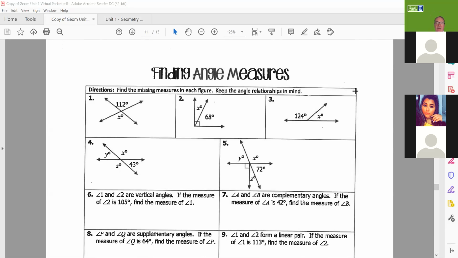Now we've got to start finding these missing angle measurements. So if you look at the first drawing there, that first example, how much is angle X going to be equal to? The first thing you need to ask yourself is, what's the relationship between those two angles?